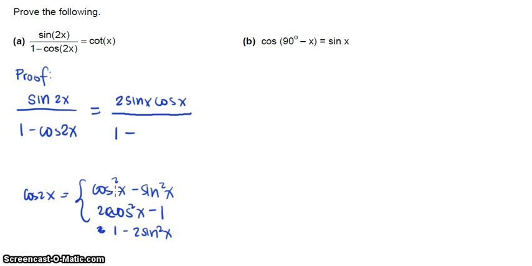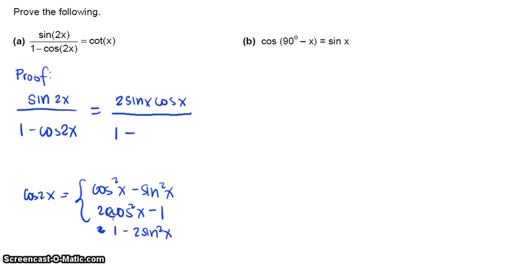My suggestion is to avoid cosine squared x minus sine squared x, because that will give you a cosine and sine at the same time. Usually this identity is used whenever you have cosine minus sine or cosine plus sine in the numerator. In this case, we don't have that. So you can either choose 2 cosine squared x minus 1, or 1 minus 2 sine squared x. Actually, either of these two will work.